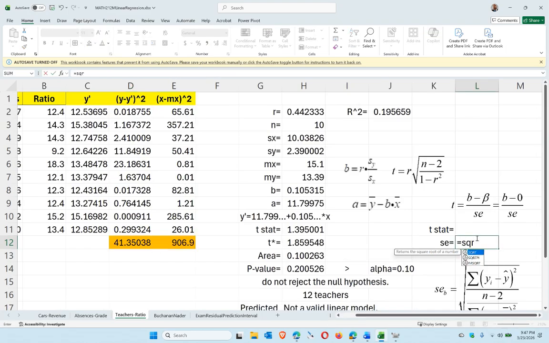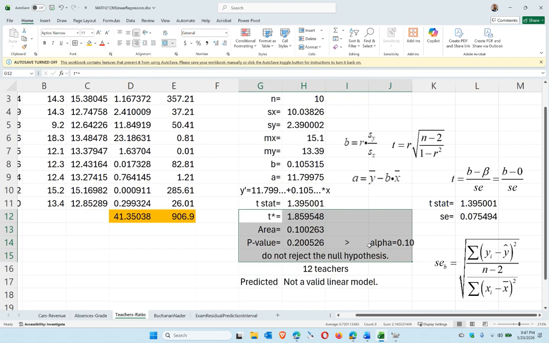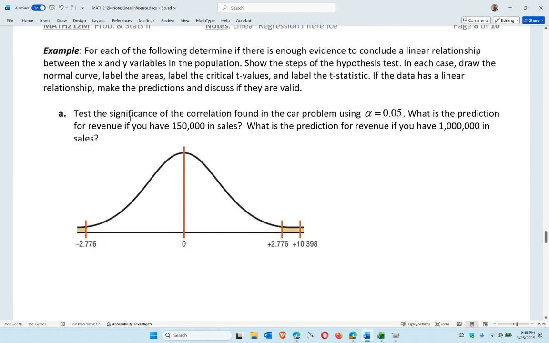Alright, so my standard error is the square root of the sum of squared residuals divided by the degrees of freedom, which is n minus 2, divided by this one, close paren. I get that there, so I should get the same value here. So my b divided by that should give me this, so I don't need to do all the rest because everything else is the same as far as the hypothesis test is concerned. Okay, so all the answers here remain exactly the same.